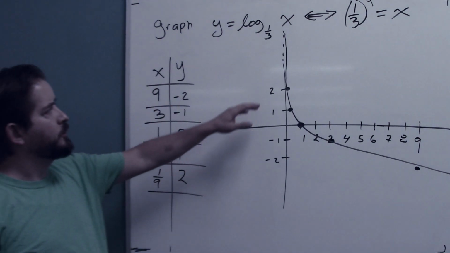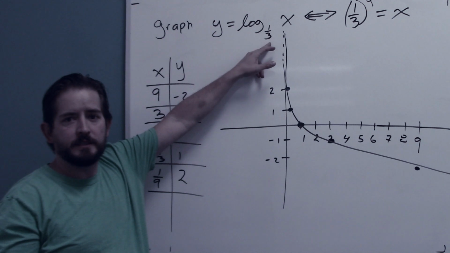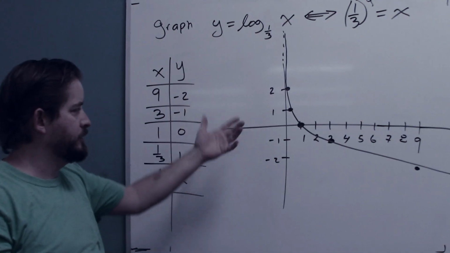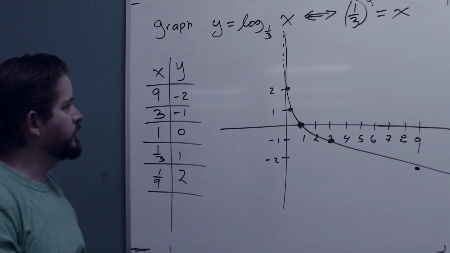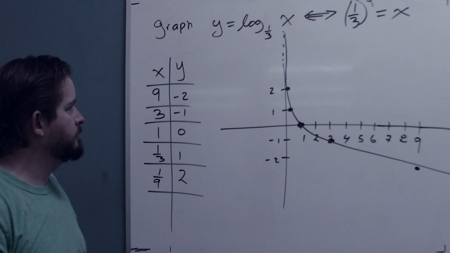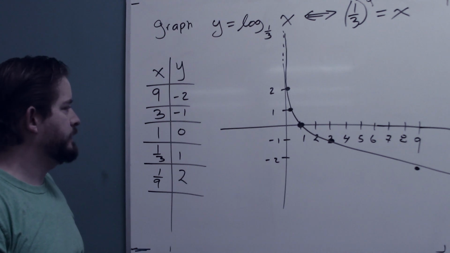Right? So if I have a fraction as a base that's between 0 and 1, it really just kind of flips this guy upside down, and my logarithm is inverted, flipped about the x-axis. All right, good.